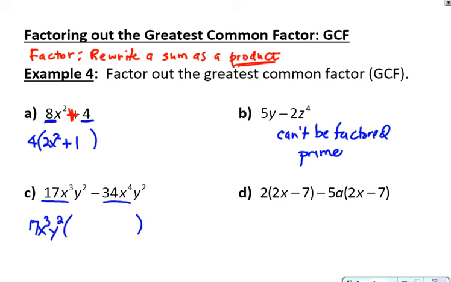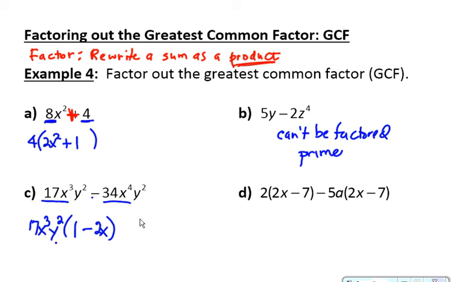So when I do my division, 17 divided by 17 is 1, which I won't write. X cubed and x cubed cancel out. Y squared over y squared cancel out. So everything cancels, and I get a 1. I've got to put something there. So 17x cubed y squared divided by 17x cubed y squared is 1. Minus, then I have 34 divided by 17 is 2. X to the 4th divided by x cubed leaves me with 1x. And the y squared cancel out. So in my parentheses, I get 1 minus 2x. So again, my difference is written as a product.